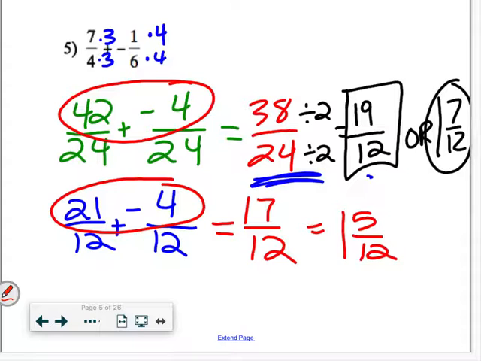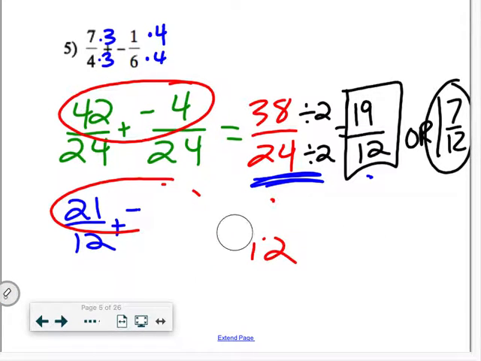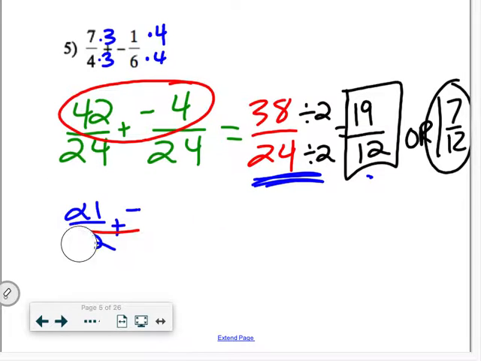7 times 3, 21. 4 times 3 is 12. 1 times 4 is 4. 6 times 7. Oh, that's my problem. Okay, back it up here. Did this wrong. Maybe you caught it already. 6 times 4 gets us 24, not 12. We need to times that by 2.